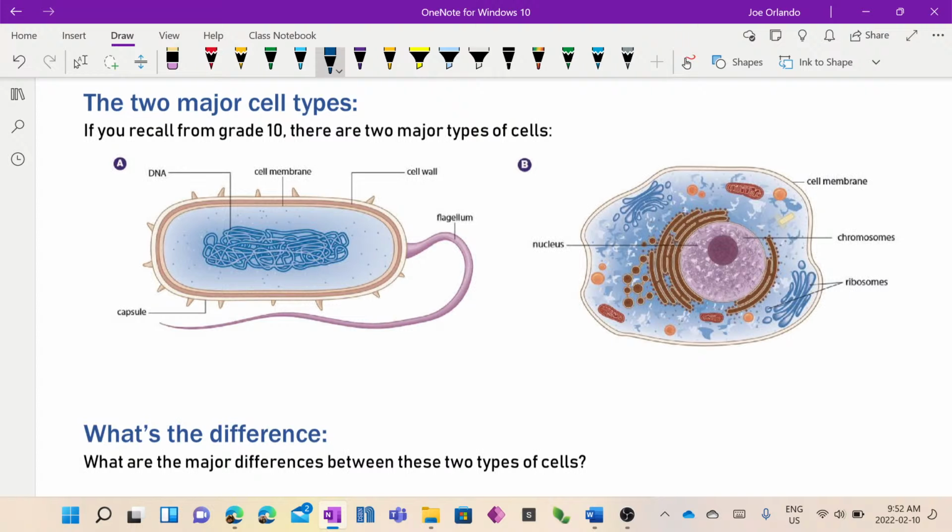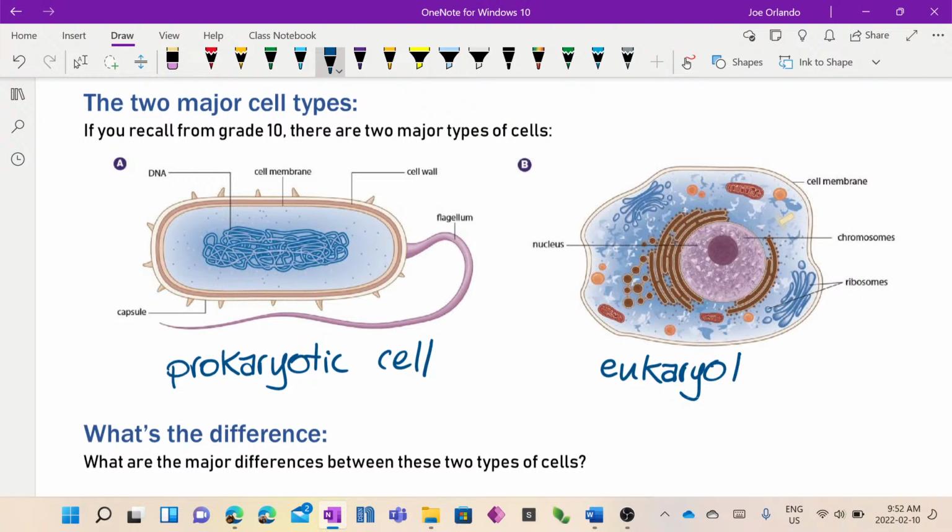On the example on the left here, we have an example of a prokaryote or a prokaryotic cell. And over here, we have an example of a eukaryotic cell. Okay, so that's the naming. Hopefully it rings a bell from grade 10 in those terms? No? All right, well, you will, I promise. Been a long time. Sorry? Yeah, so we have prokaryotes, eukaryotes.